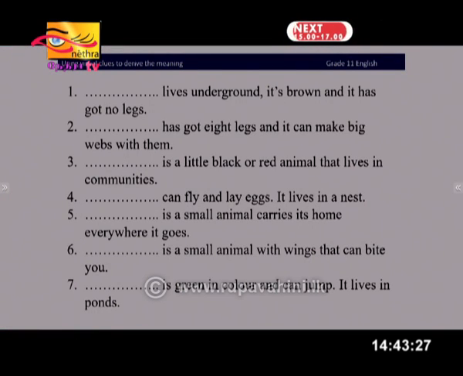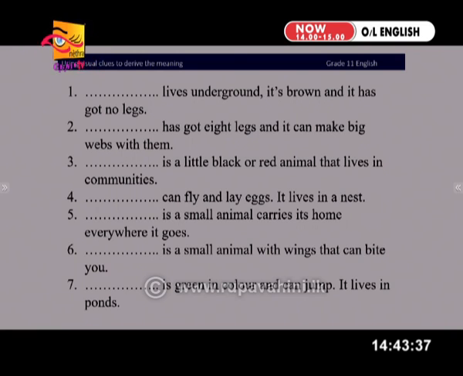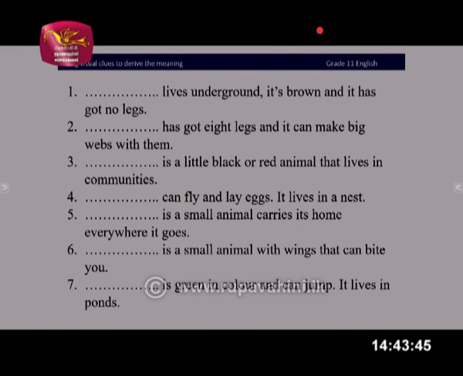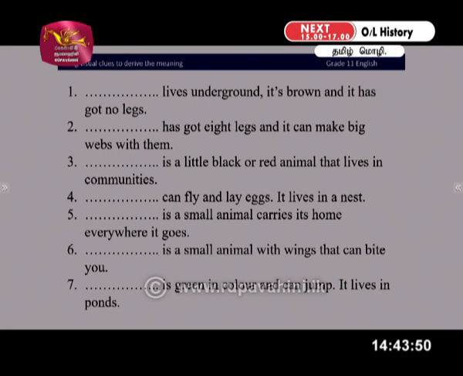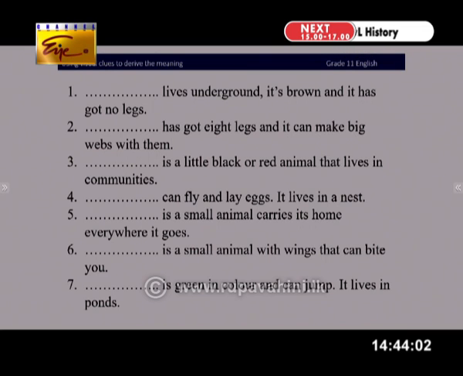Here I have given you some descriptions with blanks. Before doing the activity, let's read these descriptions with blanks. 1. Lives underground. It's brown and it has got no legs. 2. Has got 8 legs and it can make big web with them. 3. Is a little black or red animal that lives in communities. 4. Can fly and lay eggs. It lives in a nest.